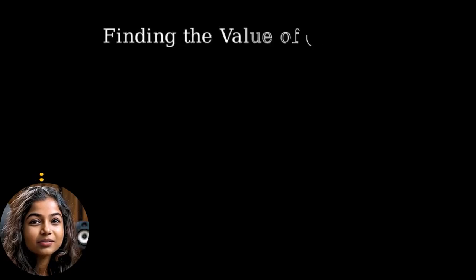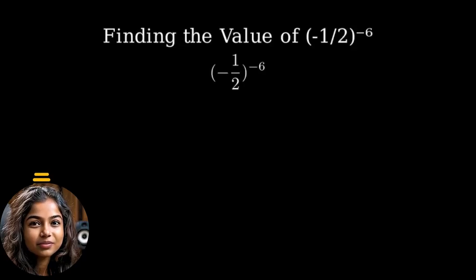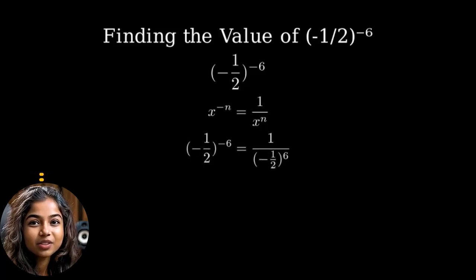Let's solve this problem step by step. We need to find the value of negative 1/2 raised to the negative 6th power. Let's recall the rules for negative exponents. When we have a negative exponent, we can rewrite it as a positive exponent by taking the reciprocal of the base. So in our case, we'll take the reciprocal of negative 1/2 and make the exponent positive 6.